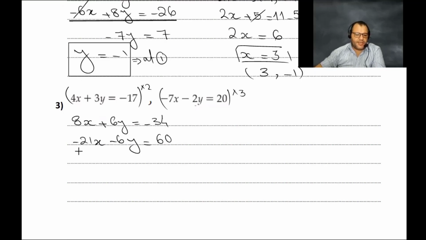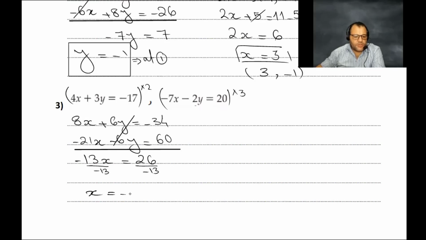Now, by adding the two equations, because they have different signs, we add 8x and negative 21x, and it will be negative 13x. Adding the right sides, it will be 26. Dividing by negative 13 on both sides, you will find that x is equal to negative 2. That is the first one.